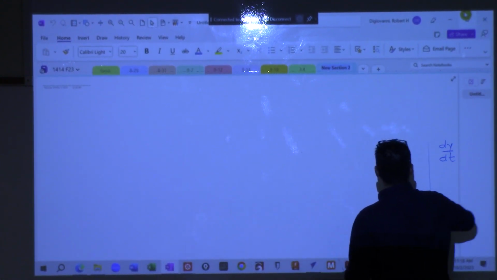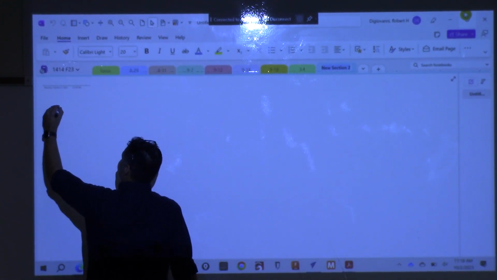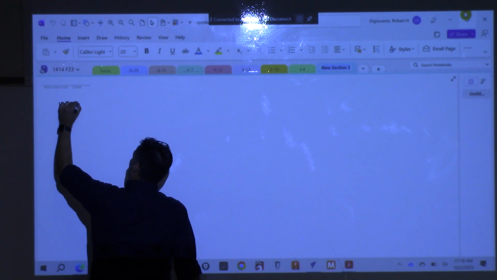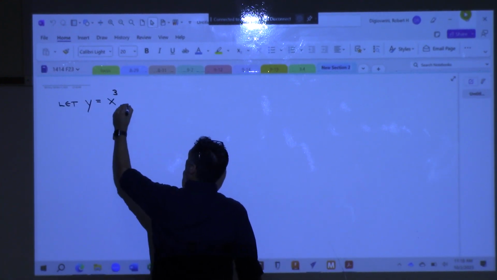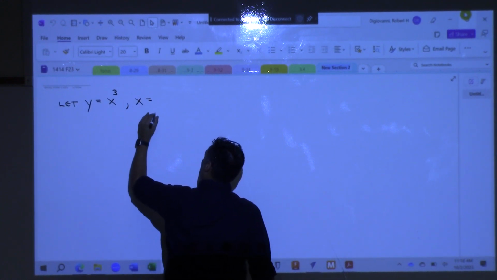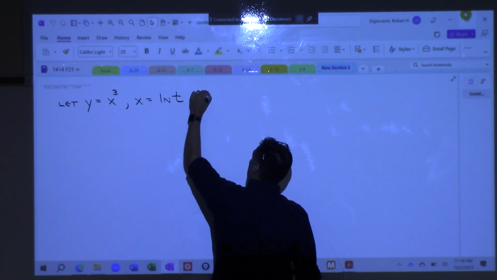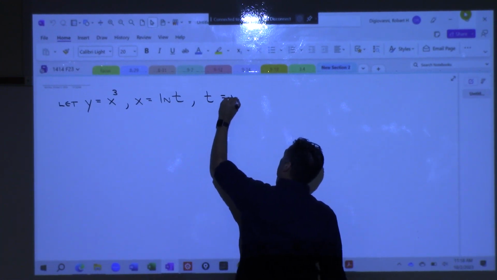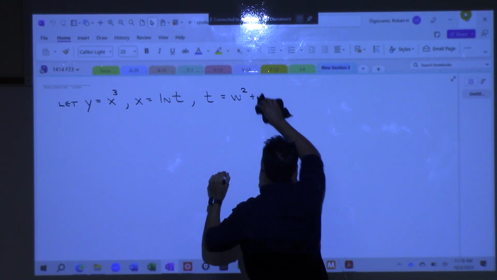So I'm making up this example for you. What if I tell you this? And let's keep it nice. I won't go too crazy here. Let's say that y is x cubed. Let's say that x is the natural log of t. Let's say that t equals w squared plus 1. Let's go plus w plus 1.